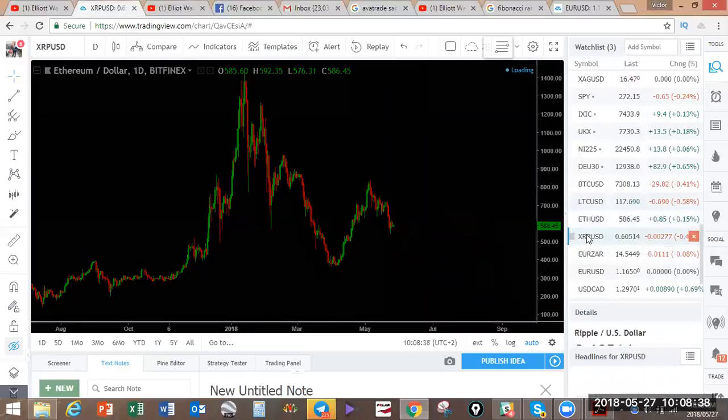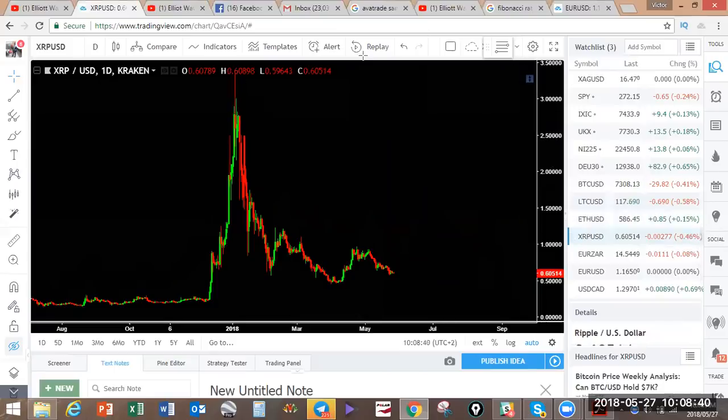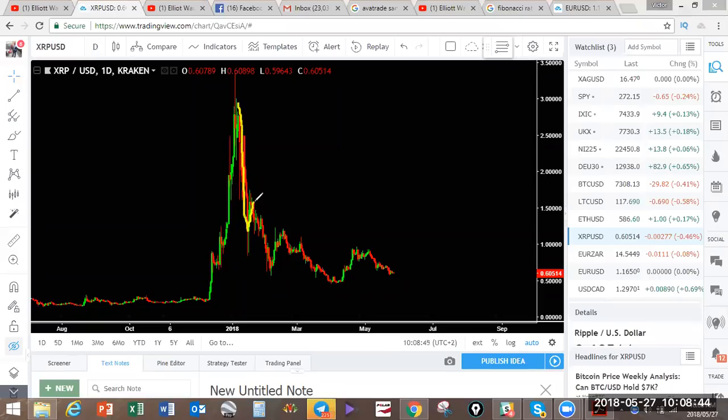Ripple, same as Bitcoin and Litecoin. You can see the structure. That is that 1, 2, 3, like that. And now we're making this bounce here. 1, 2, 3. I'm more inclined for a bounce here. We'll make this one here and go sideways like that.